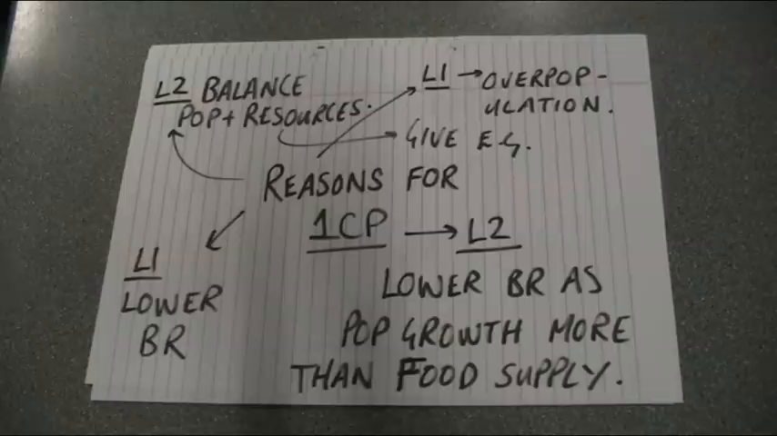So instead of just saying lower the birth rate, you could have said for level 2 to lower the birth rate as population growth means that there will be too many people and it will outstrip food supply, or in other words, there'll be too many people and not enough food to go around. Or talking about maybe perhaps lowering birth rates because of the effects of overpopulation, and trying to achieve a balance between population and resources. Okay, and I said give e.g., which means give examples.